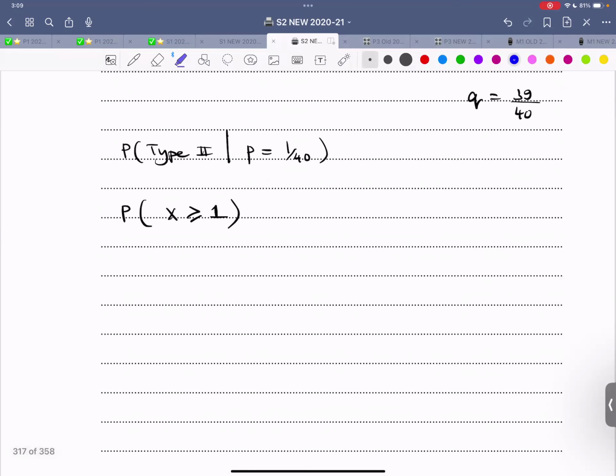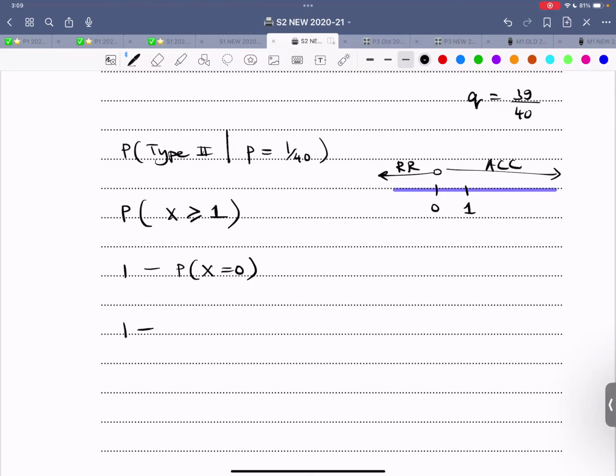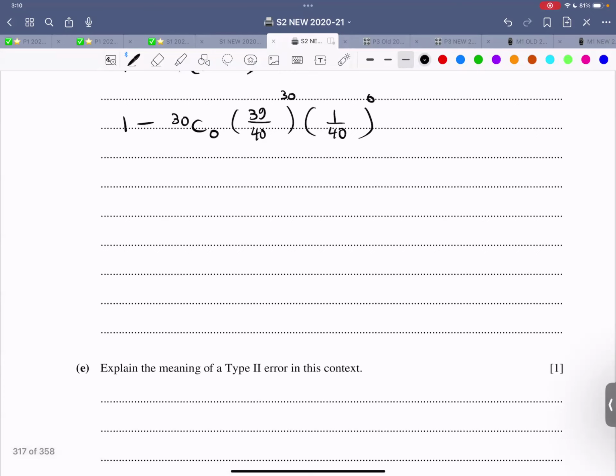So now if we have a number line, if this is 0, this is the rejection region. So the acceptance region is this thing. Naturally, it is dealing with integers. So this has to be greater than or equal to 1, which is 1 minus the probability x equals 0, which is 1 minus 30C0, success raised to power of 0, failure 39 over 40 raised to power of 30. Now, when we evaluate this, what is the answer? This comes out to be 0.532.